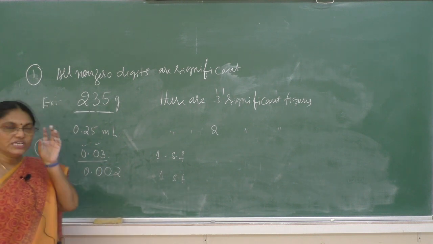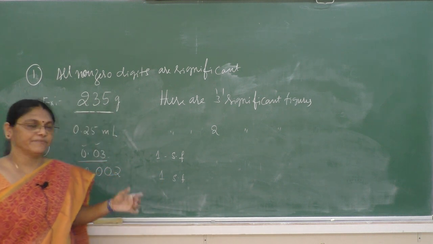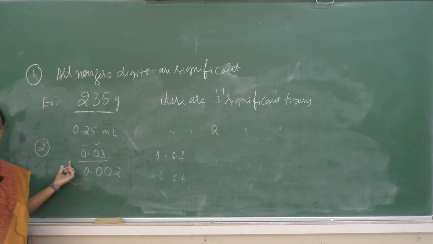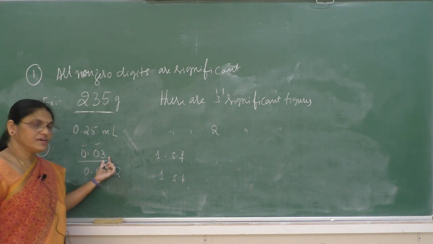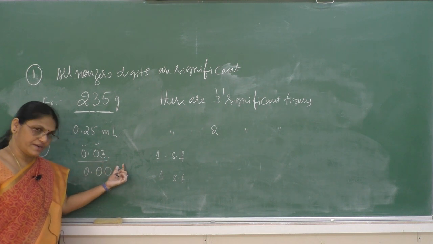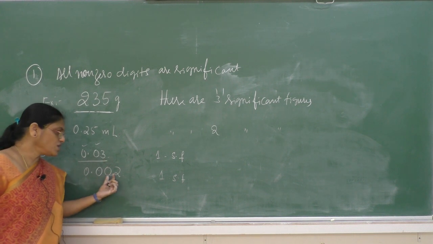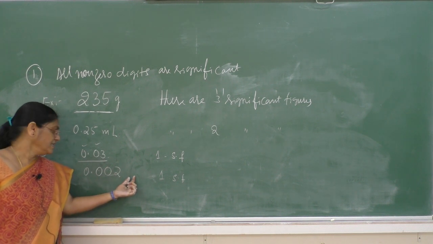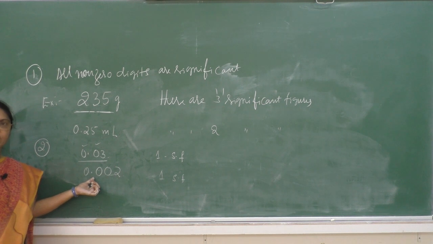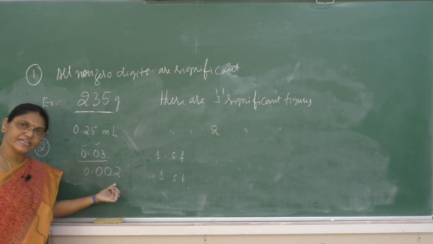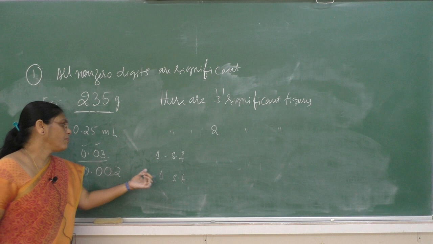So the second rule says that the zeros preceding the first non-zero number are not significant. Such zeros indicate the decimal point.